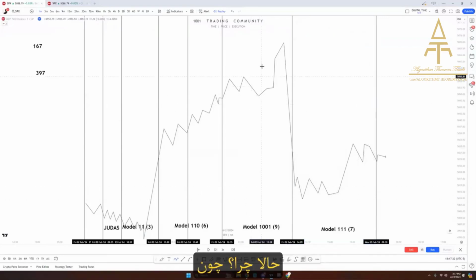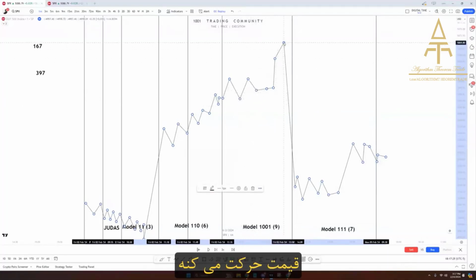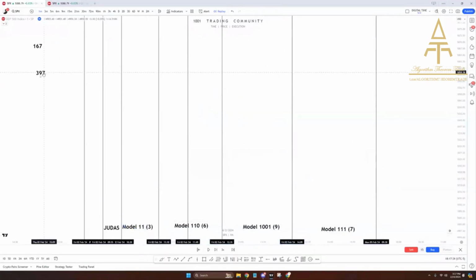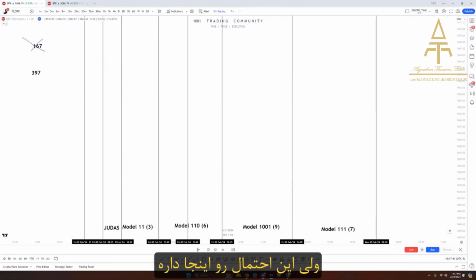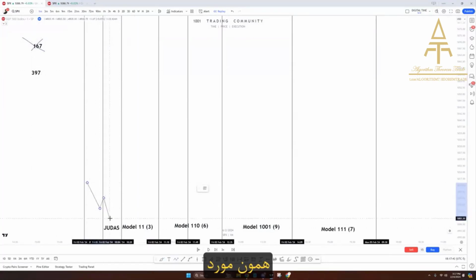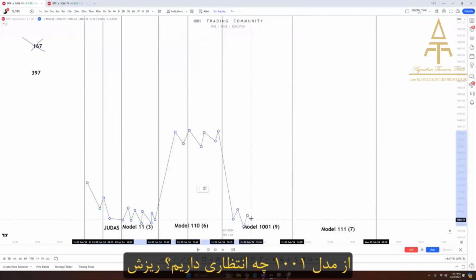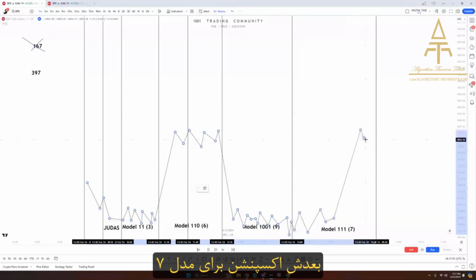Why is that the case? Because depending where the engineered liquidity is here for Model 1001, that's where it will go. Okay, so that's that possibility with Model 11. This one does not include Model 11, but that's one possibility there. Same thing, same type of price action. Model 6, you see a reversal this time. What do you expect from Model 1001? Chop. Then expansion for Model 7.